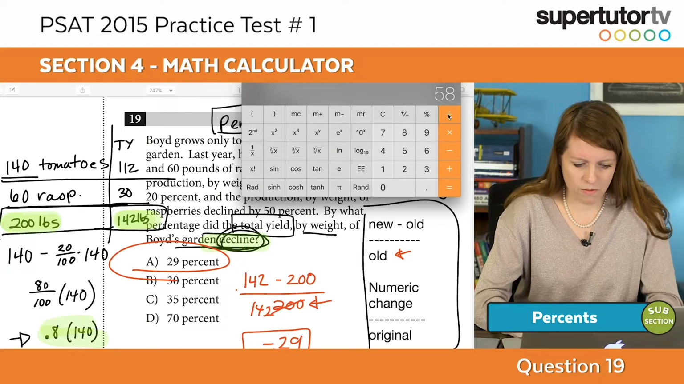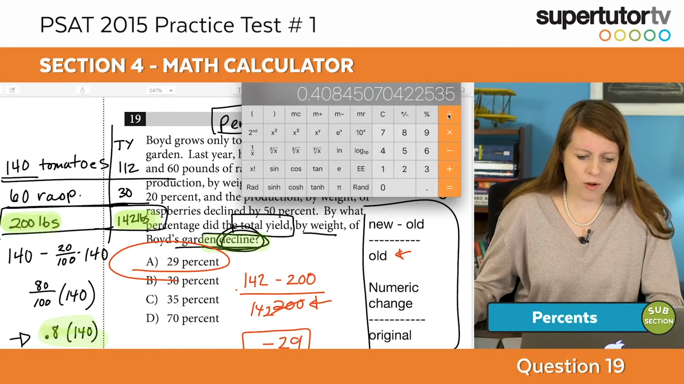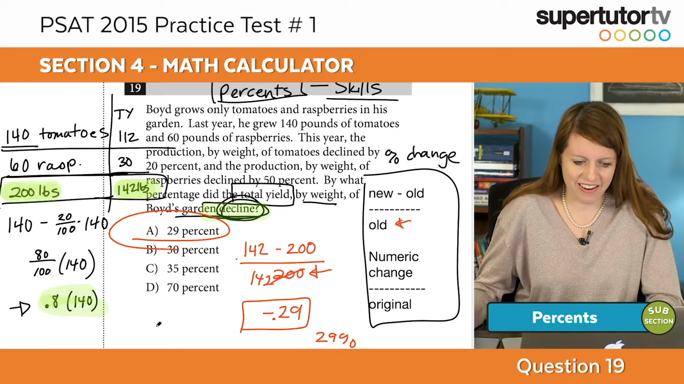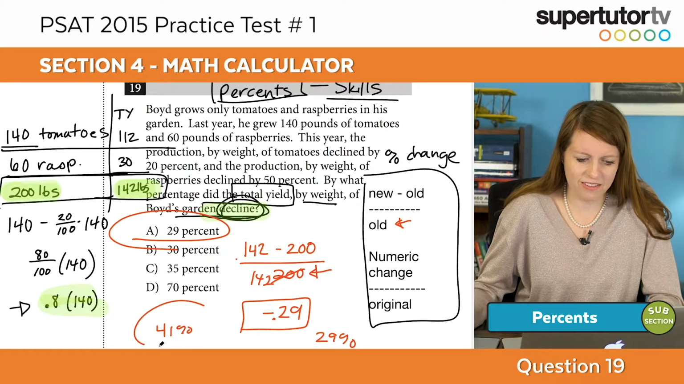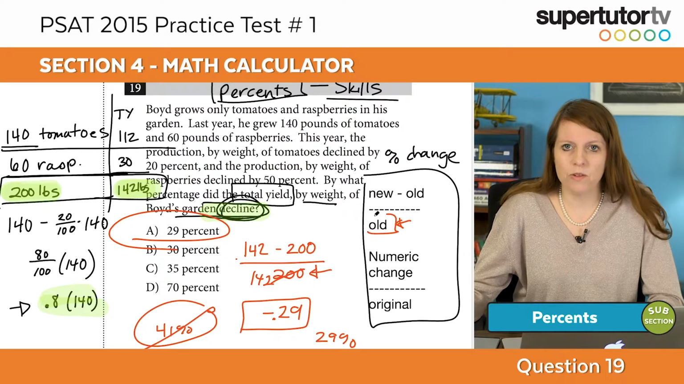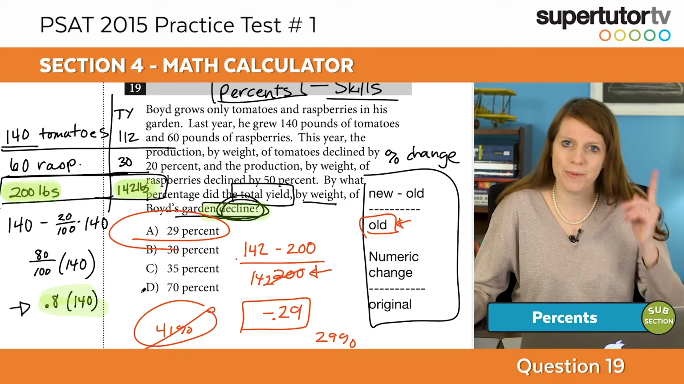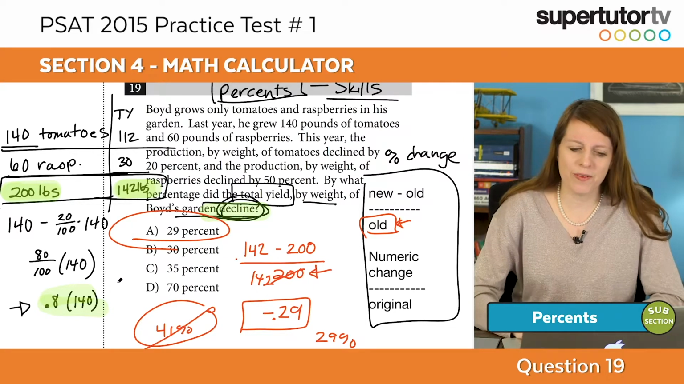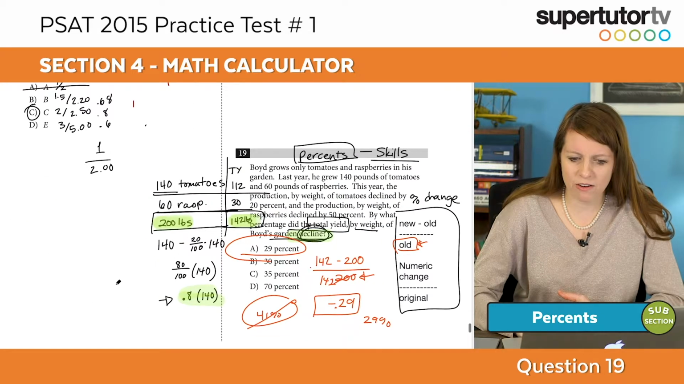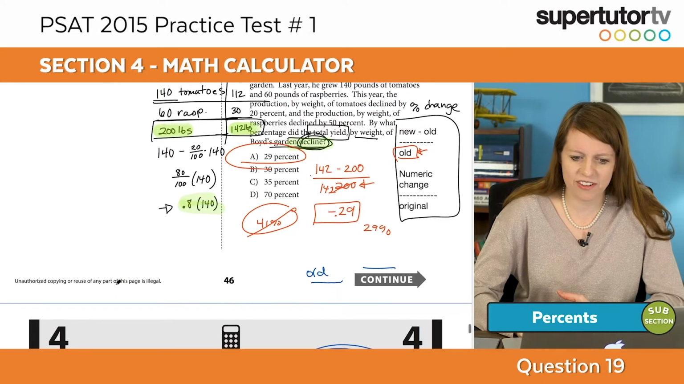58 divided by... If you got 41%, which is not on here, which is totally wrong, you divided by the wrong old, okay? So don't be that person. Hopefully you can get this one right. Okay, cool. Really basic percent growth, percent change, percent decrease kind of problem.